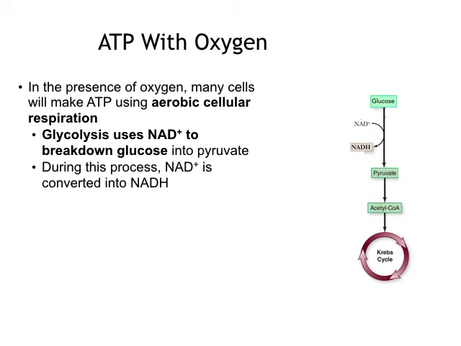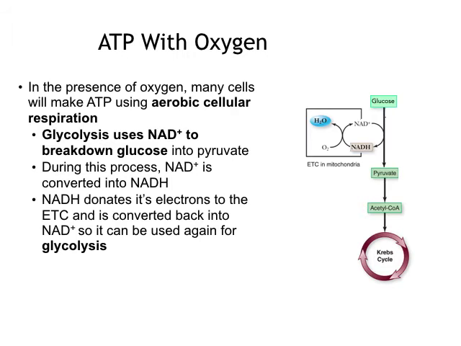So in the process of breaking down glucose, NAD+ is converted into NADH, and then NADH is going to dump its electrons to the electron transport chain, and be converted back into NAD+, so it can be used again for glycolysis. This diagram is a variation of how we've typically diagrammed cellular respiration, but hopefully we've gone over that enough that you understand what's going on.